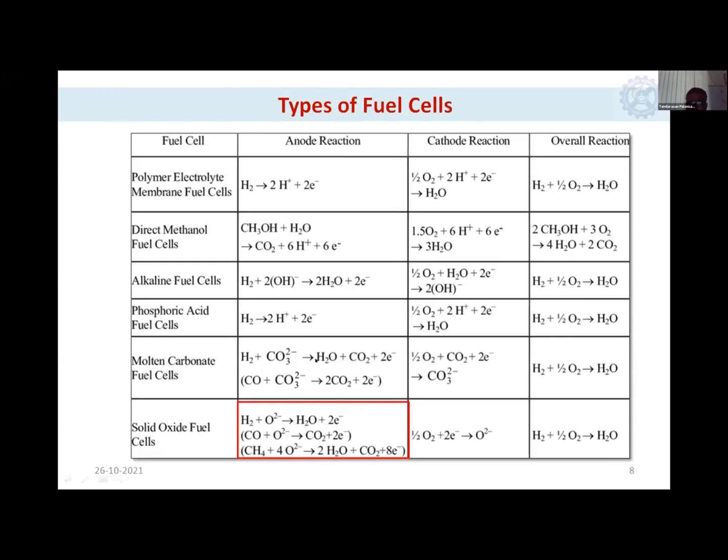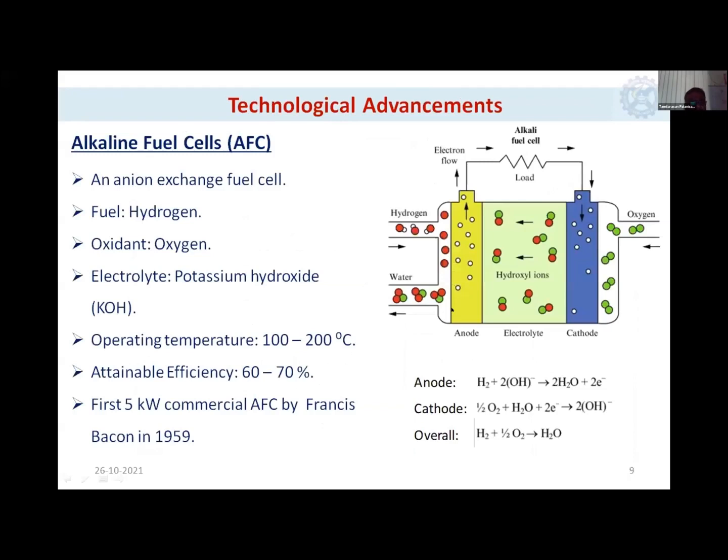Okay. And I'm not going to explain all these reactions. Let's directly go into the different types of fuel cells and some examples of these fuel cells. Let's start with the alkaline fuel cell.